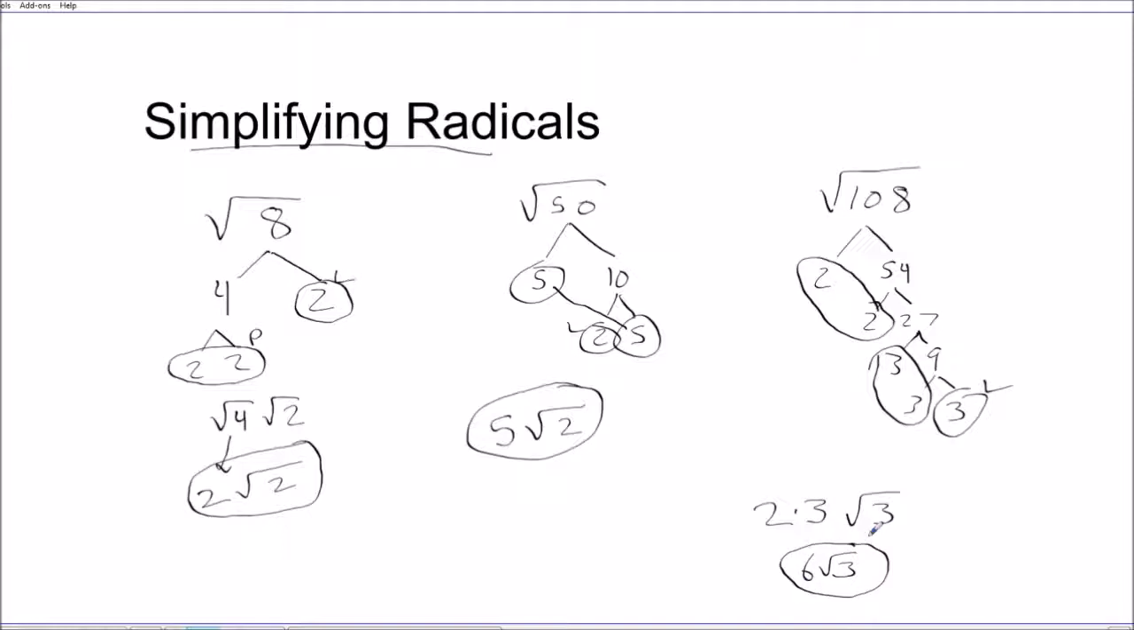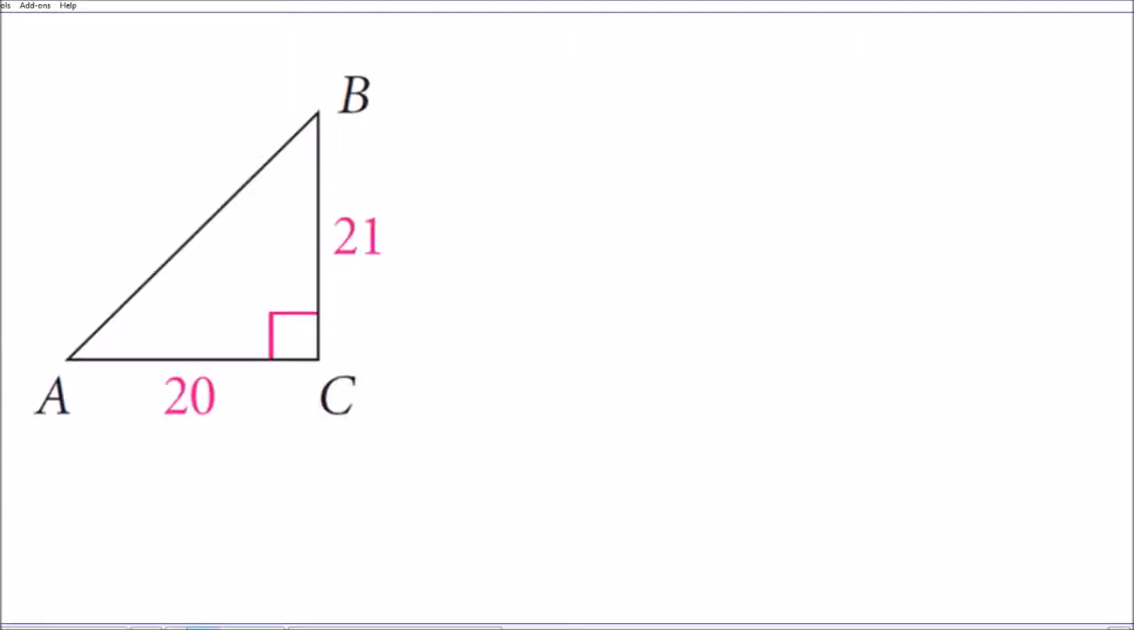Okay, there's 3 examples. So when we say simplified radical form or leave your answer in exact form, something like that, this is what we're looking for. When we get to the end of the question, this is going to be your final set of steps. Now let's go to actually answering some questions now that we know that.